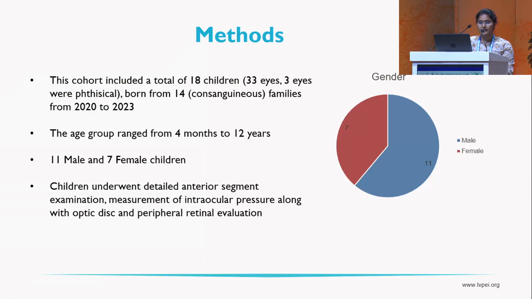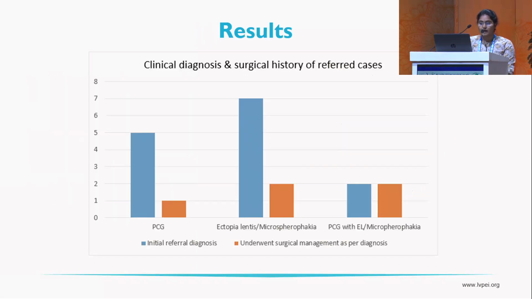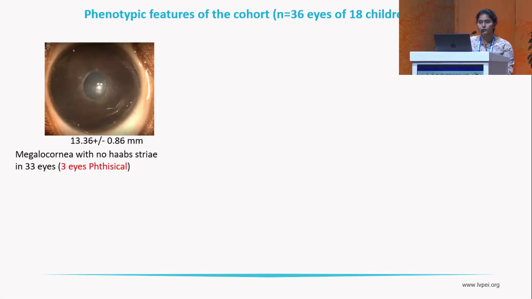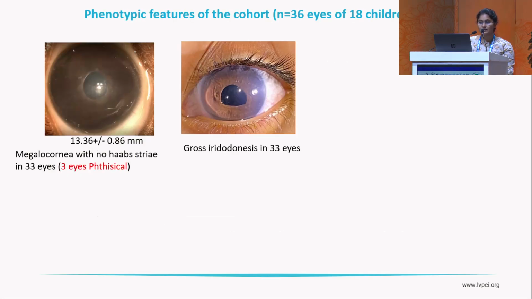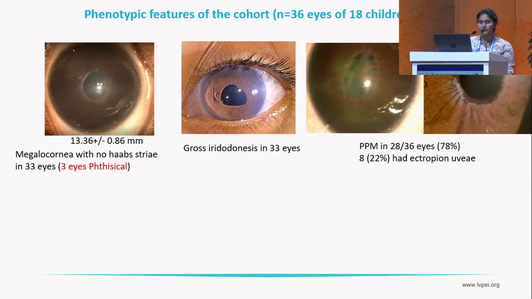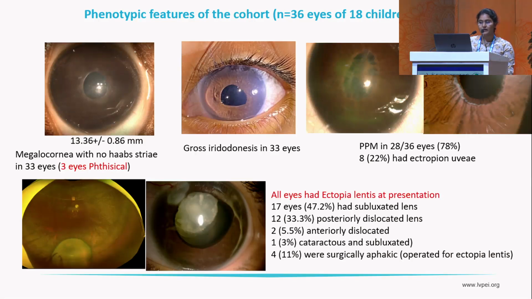Children underwent detailed anterior segment examination, measurement of intraocular pressure, along with optic disc and peripheral retinal evaluation. Out of the 18 children, 14 children were diagnosed and referred from elsewhere as primary congenital glaucoma or ectopia lentis or PCG with ectopia lentis. And out of them, 4 eyes underwent pars plana lensectomy and vitrectomy, and 2 eyes underwent combined trabeculotomy and trabeculectomy. So this is the most important slide of the presentation, where you can see the typical phenotypic features of megalocornea, gross iridodonesis, and ectopia lentis in all eyes.